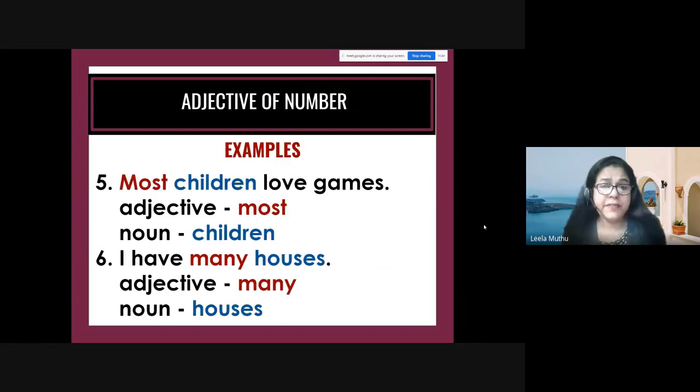How many children love these games? Most children love it. Most of them love the games. Another way of describing how many there are, but without knowing the actual number. I have many houses. Oh God, I am a landlord. I have so many houses. I don't even know how many I have. That's rich. So, how many houses do you have? Many houses. Many is an adjective of number and describes how many houses.